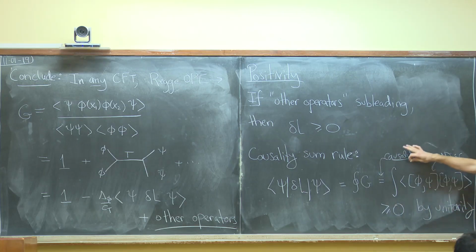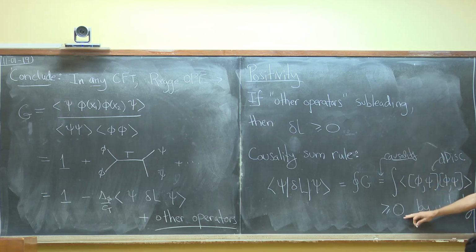Causality is not really an input here. It's just a way of thinking about it. Unitarity is the only input, actually, because unitarity implies causality. But the way of thinking about it that I find useful, at least, is that this step is causality, and then this step for positivity is unitarity entering directly.